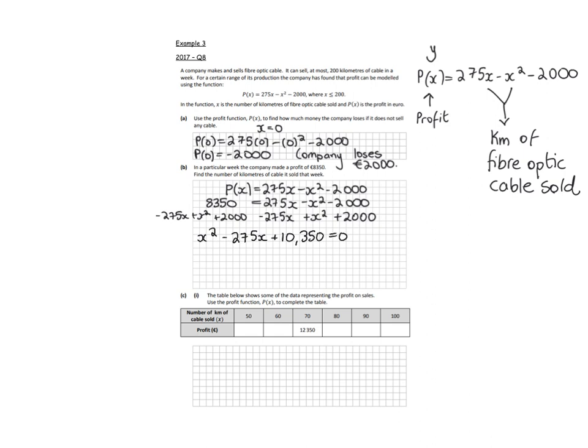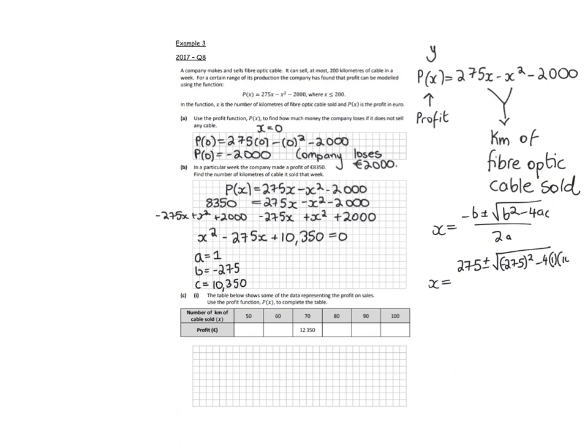Now I would solve this using the minus b formula. So we would have a equal to 1, b equal to minus 275, and c equal to 10,350. The minus b formula is x is equal to minus b plus or minus the square root of b squared minus 4ac, all over 2a. Here then we have x is equal to minus b, so that would be 275, plus or minus the square root of b squared, so minus 275 squared, minus 4 times 1 times 10,350.